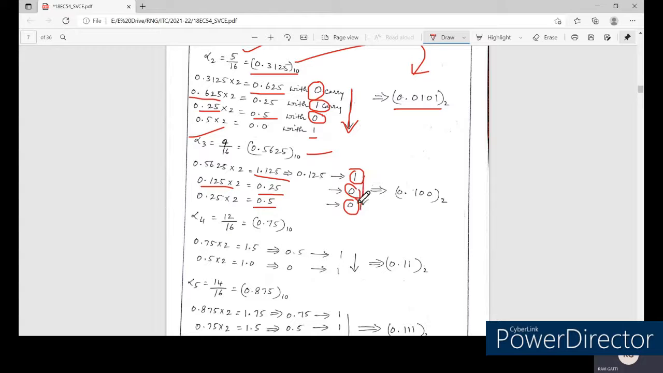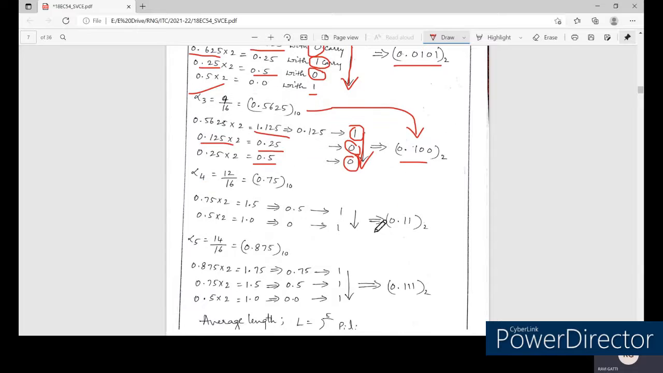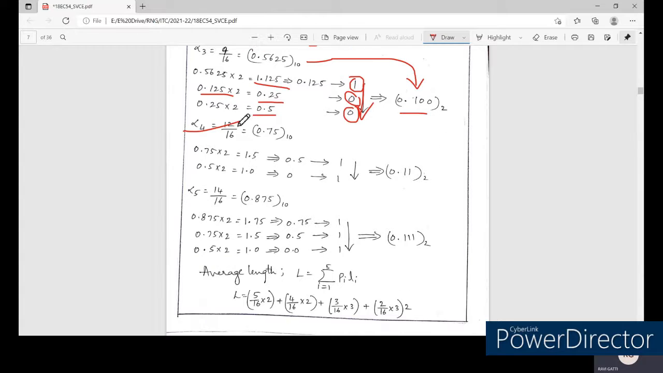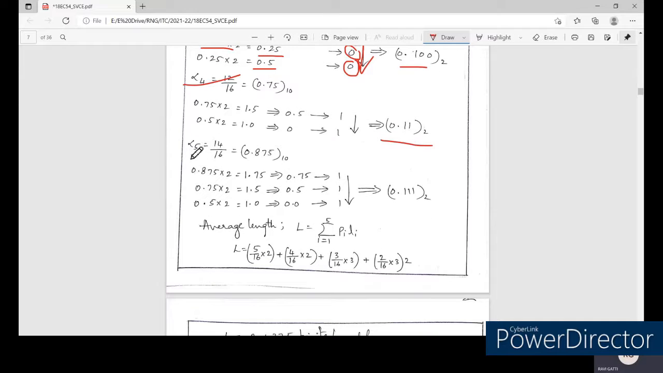Now what you are supposed to do is read them in a top to bottom approach. When you read in a top to bottom approach, what you will be getting is 0.100. So that is what we have written. We have converted these decimal values into binary values. Similarly, L4, if you do that, you will be getting 0.11, and similarly L5, you will be getting triple ones. So the conversion of the decimal value 0.875 into binary is equivalent to 0.111.